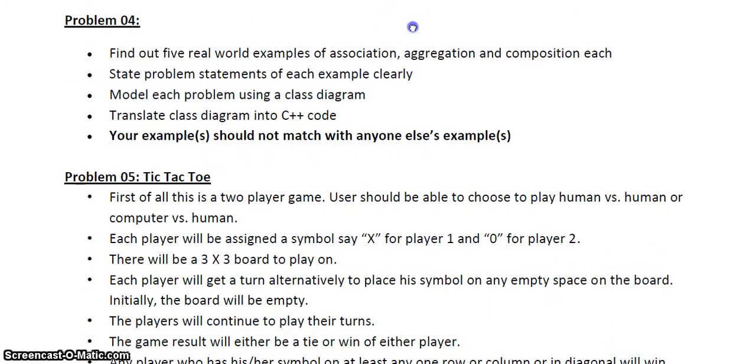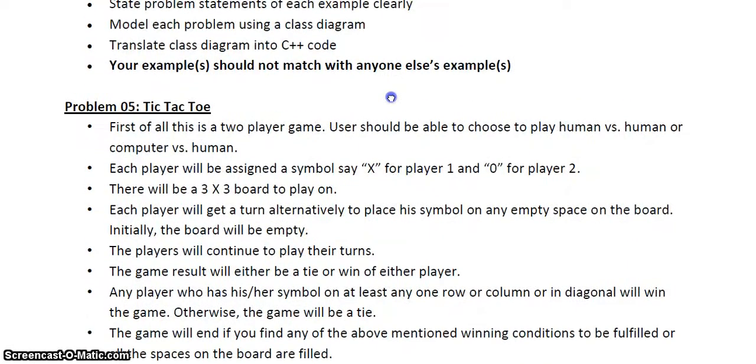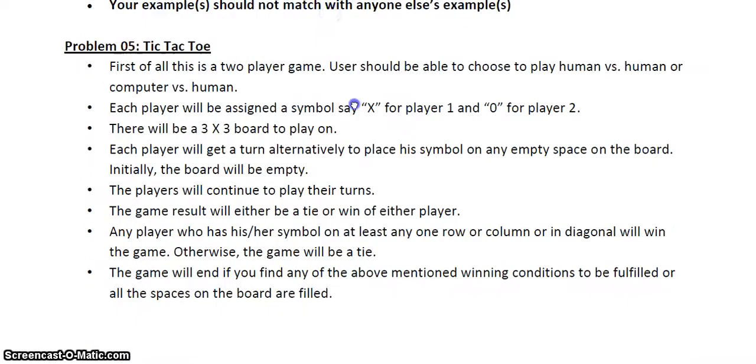Problem 4. Now you must have become familiar with these relationships: association, aggregation, and composition. Try to find real world examples of these and make class diagrams of these, and then write simple basic code which should include some message passing, like function calls between each of these classes. Okay, so find 5 real examples. You have to do this as well, and try not to discuss this. Try to do this individually. Your example should not match anyone else's examples.